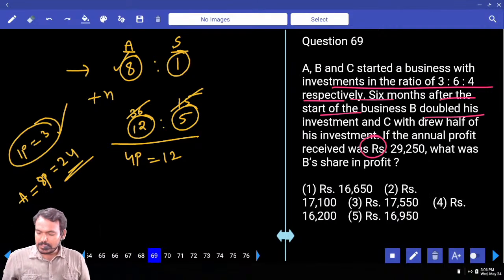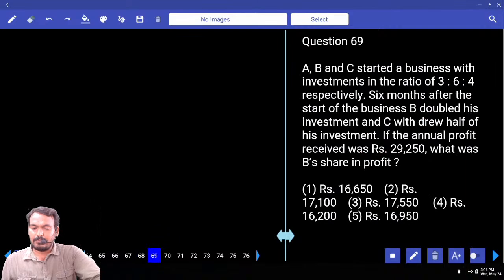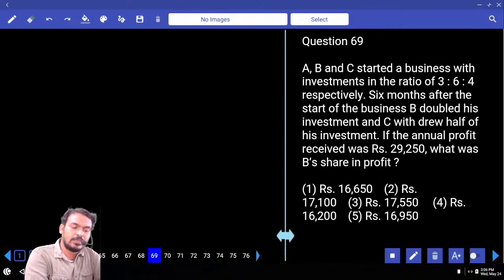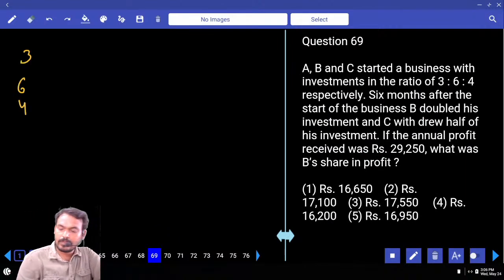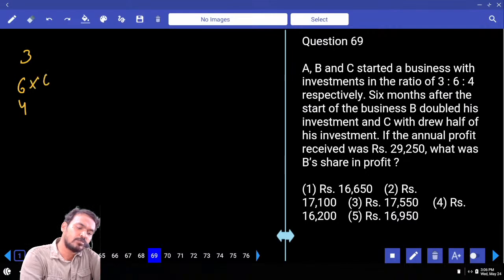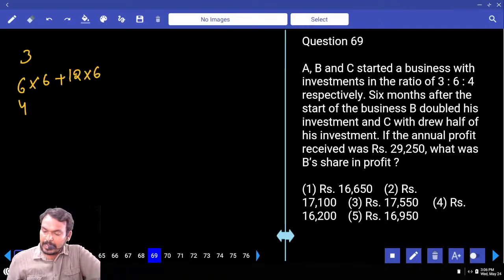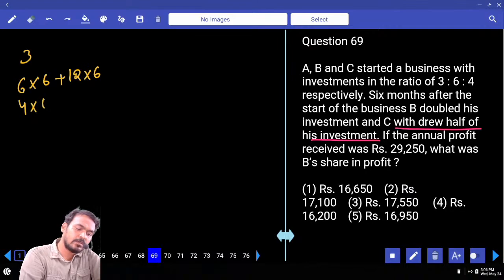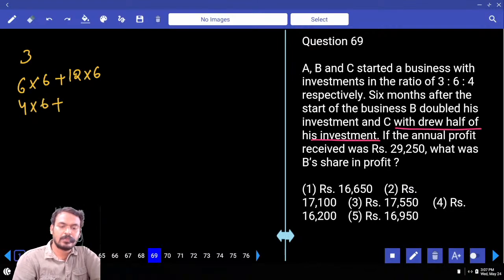Next question number 69. ABC started a business with investments in the ratio of 3:6:4. 6 months after the start of the business, B doubled his investment. B doubled his investment means up to 6 months, 6 parts. Double means 12, it will be used for the remaining 6 months. And C withdrew half of his investment means up to 6 months, 4 parts. After 6 months, half means 2 into 6.